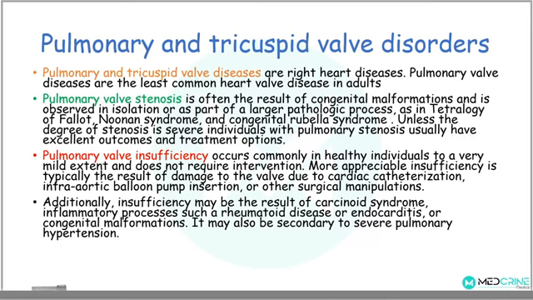So a more appreciable insufficiency is typically the result of damage to the valves that occurs due to cardiac catheterization, intra-aortic balloon pump insertion, or other surgical manipulations of the heart valves. Additionally, an insufficiency may be the result of carcinoid syndrome, inflammatory processes, for example rheumatoid disease, or endocarditis, or a congenital malformation. Pulmonary valve insufficiency may also be secondary to severe pulmonary hypertension.